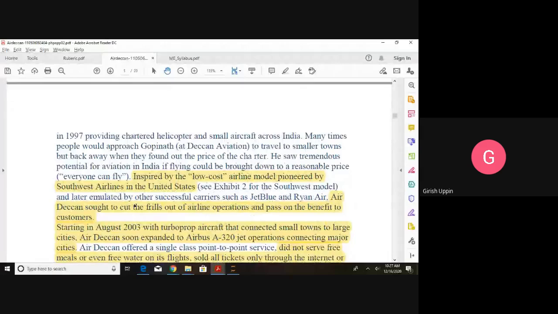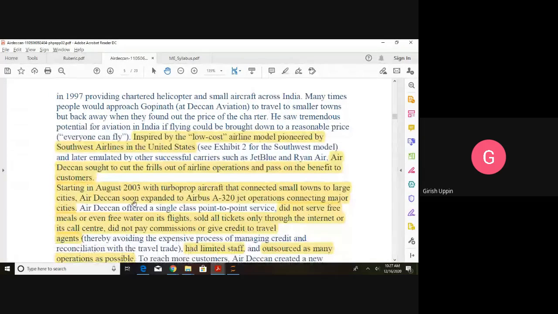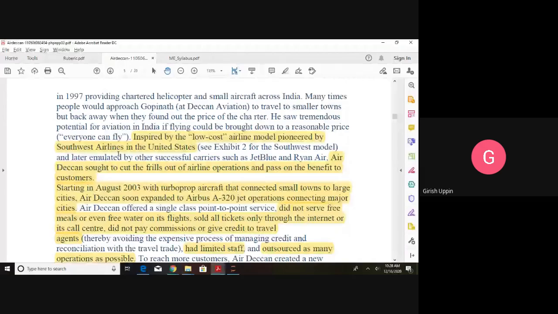So he started Deccan Aviation in 97, providing chartered helicopter and small aircraft access across India. Many times people would approach Gopinath to travel to smaller towns, but the price was high, so they would not travel because of the cost. Then he thought there was a huge potential for the aviation industry. Southwest Airlines thought of this low cost model, and they are the pioneers in the US.